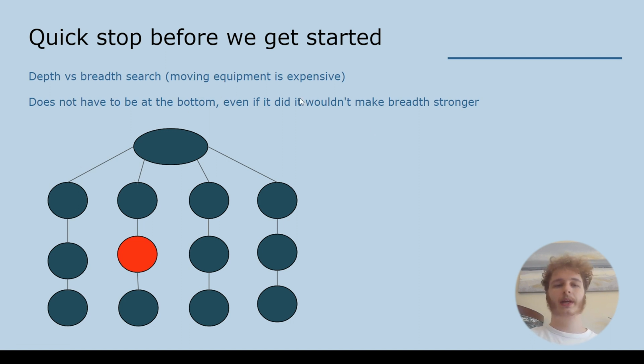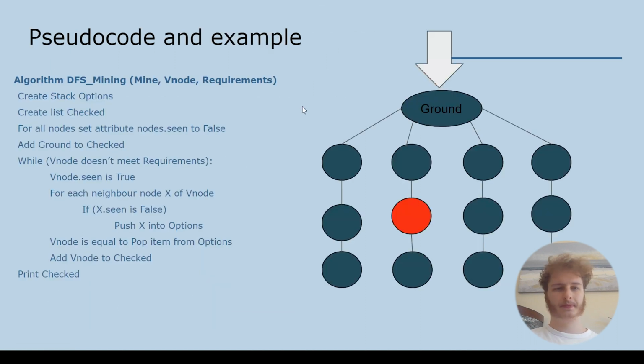Now, also an example, it doesn't have to be at the bottom. So depth first search doesn't have to be checking for the ultimate child node. It can look for a node that has children. Because of this, in this example, it would be stronger than breadth first search, even if it's not at the very bottom, because it will check 1, 2, 3, 4, 5, where breadth first search will check 1, 2, 3, 4, 5, 6. So let's work through an example here with some pseudocode.